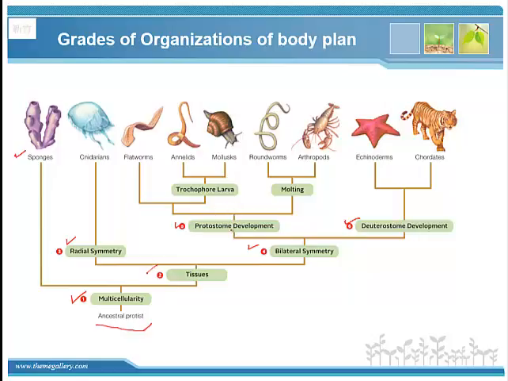Don't worry about that. Under the protostome development, they are based on the larva or the molting, which means getting rid of the external skin like snakes. After a certain period of time, they get rid of their external skin, and again they develop new skin. Based on that, we grouped two groups. Under that, you can see annelids, mollusks, roundworms, and arthropods. Under the deuterostome development, we have only two: echinoderms and chordates. These are the general organizations of body plan.